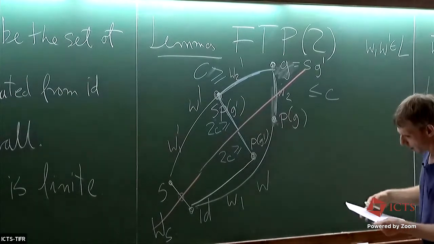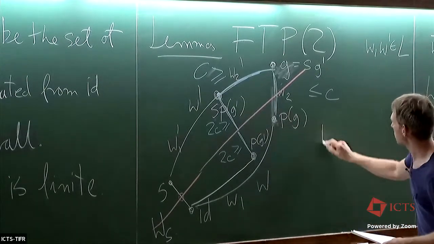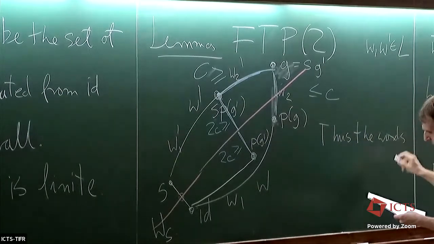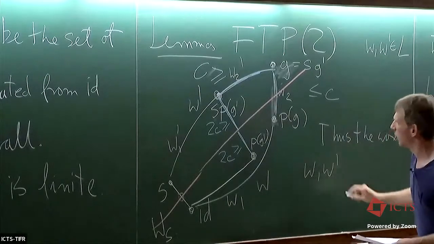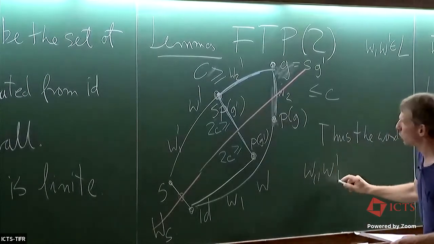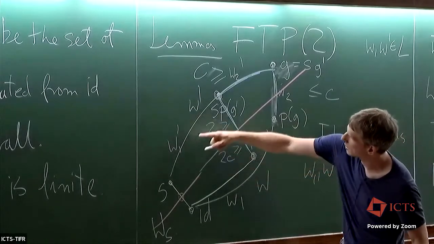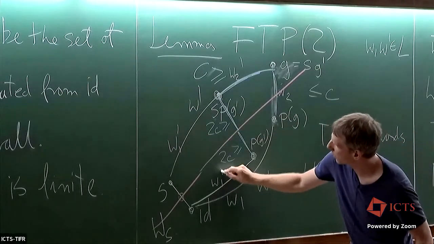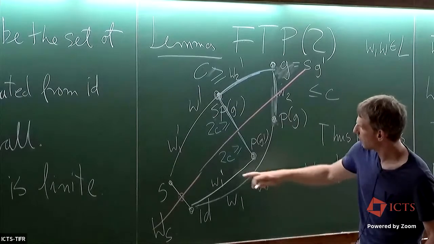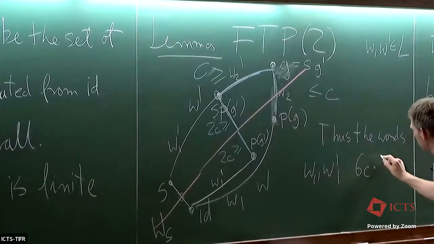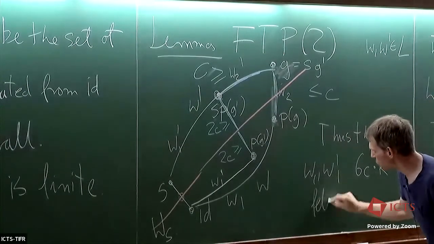Maybe, let me write it here, that thus the words W1 and W1 prime: this path is labeled by W1. This path, since it's the reflection of this one, is also labeled by W1 prime. W1 and W1 prime 6c times k fellow travel.